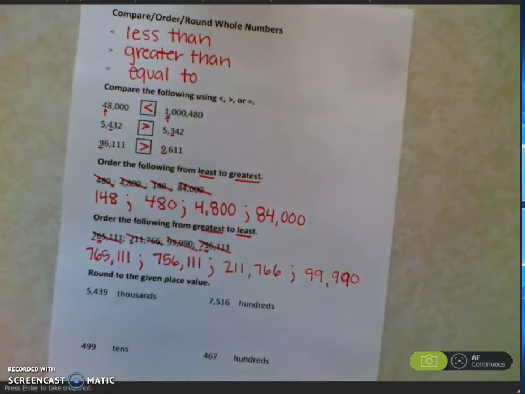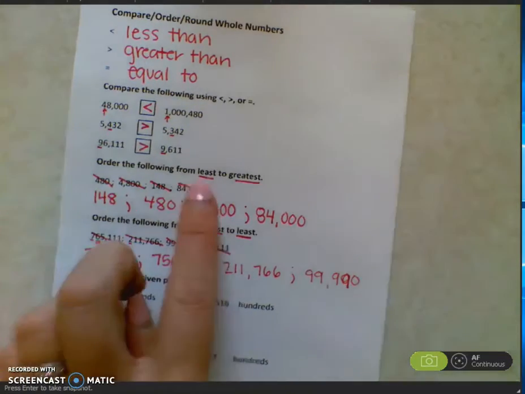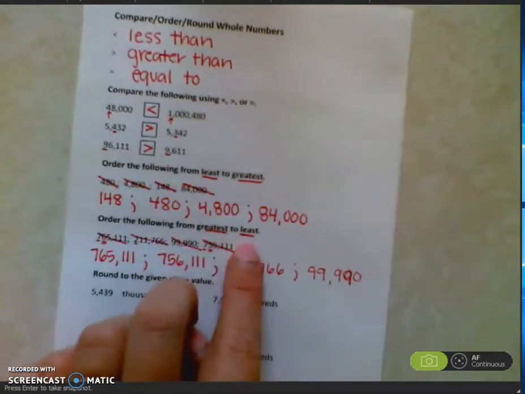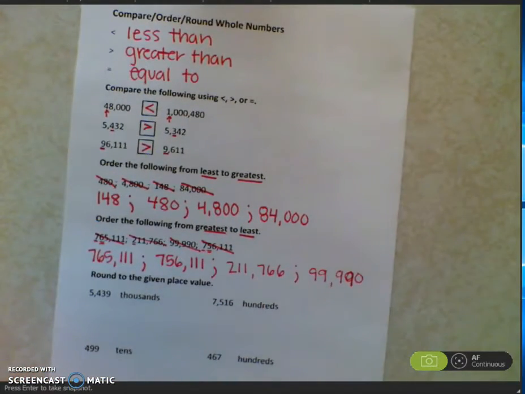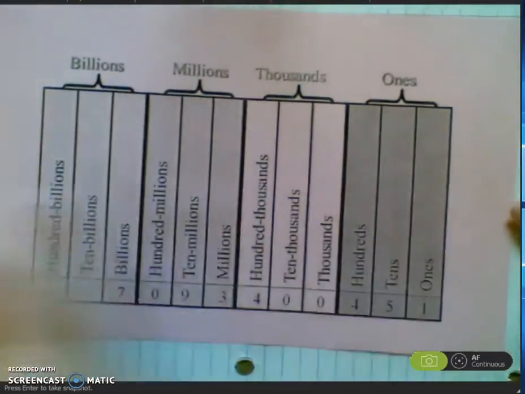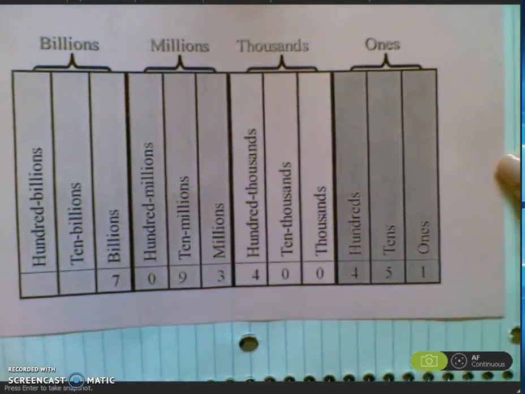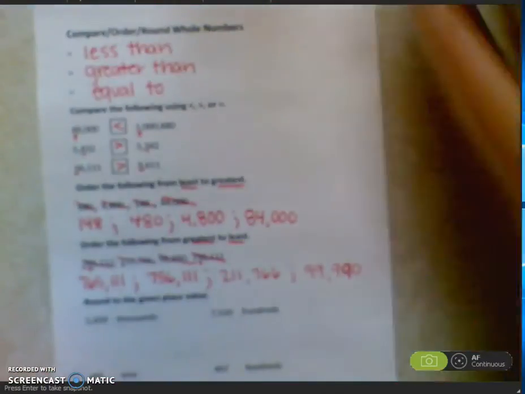Try not to make any silly mistakes. So when we're ordering numbers, the most important part is to make sure that we read directions and we know whether we're doing least to greatest or greatest to least. And then from there, we just use our place values. And again, if you need a reminder of place values or how to read numbers, you can refer back to what should be page 2 in your notebook, and look at your place value sheet to help you compare and order numbers.